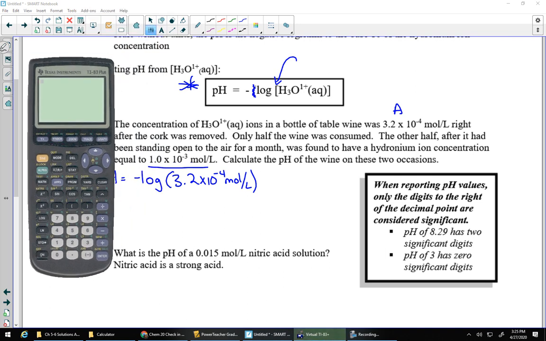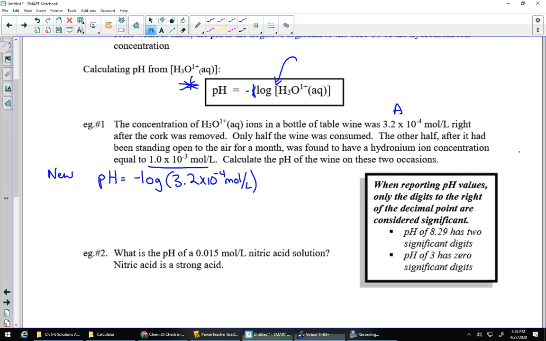So I'm going to turn it on. I'm going to push my negative button, not minus, my negative button. I'm going to push log, which on these calculators is right beside the number 7. So negative log 3.2. And some of you are going to be familiar with this second function, E. That just means times 10 to the power of whatever comes immediately after it. So 3.2 times 10 to the power of negative 4. I hit enter, and that gives me a pH of 3.494850022, which is way too many significant digits.